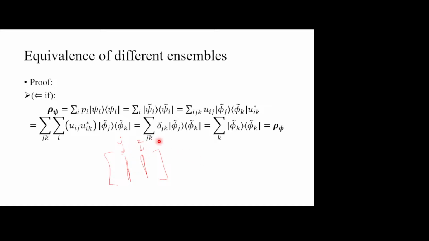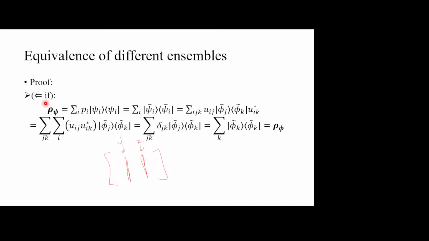And then we have a delta function here, and the delta function can be cancelled with the summation over j by replacing all the j with k. So delta jk cancels with summation j and makes j equal to k. So we just have summation over k of phi tilde k, phi tilde k dagger, and just like here, we know this is rho phi. And yeah, so this completes the if direction.